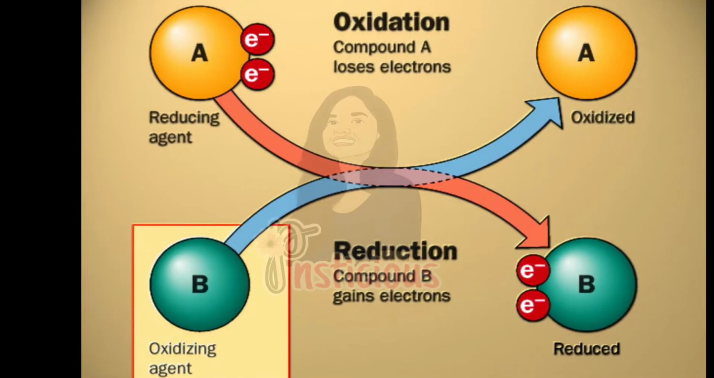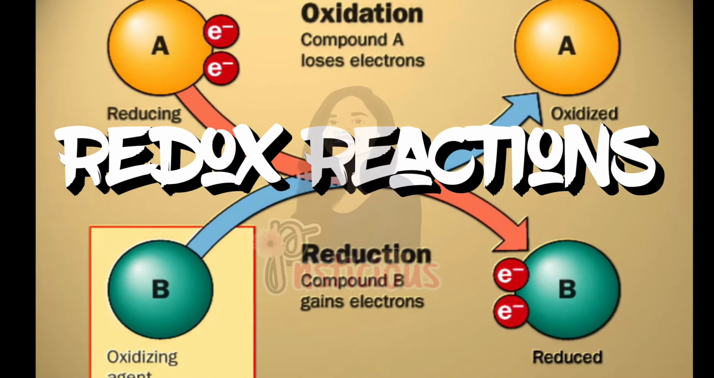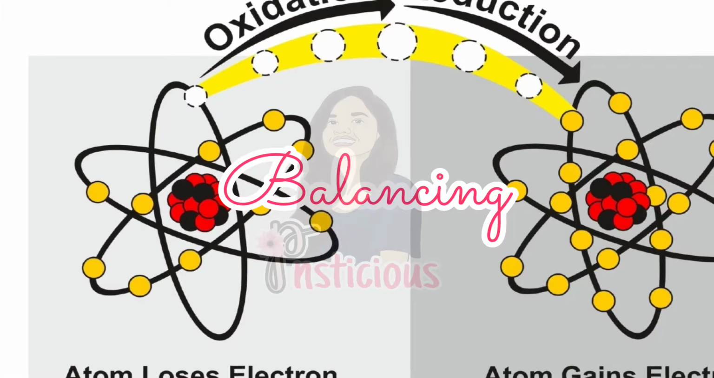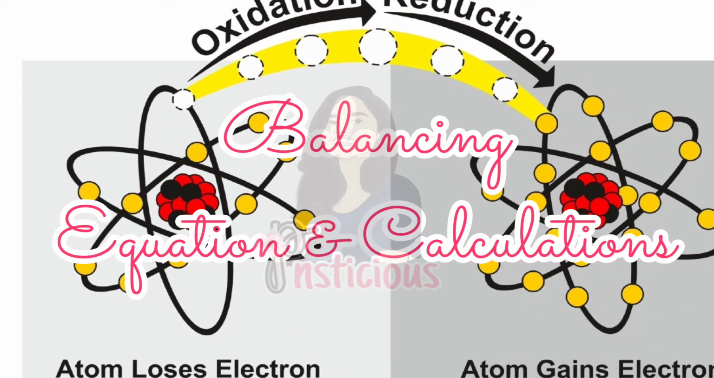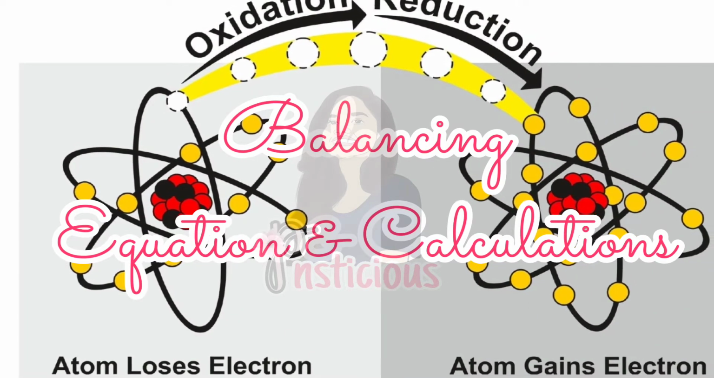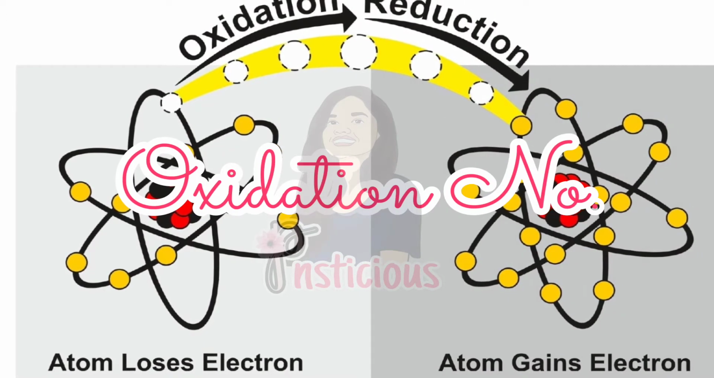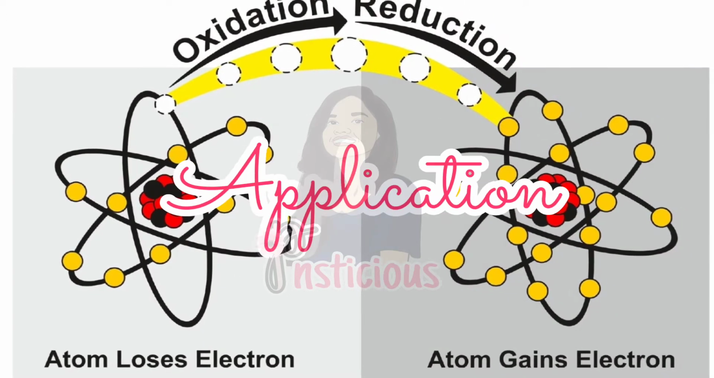Moving to the next chapter, which is Unit number 8, Redox Reactions. This chapter will introduce you to balancing equations, how to balance both sides of an equation and doing the further calculation, what are the oxidation numbers of different elements and the applications.